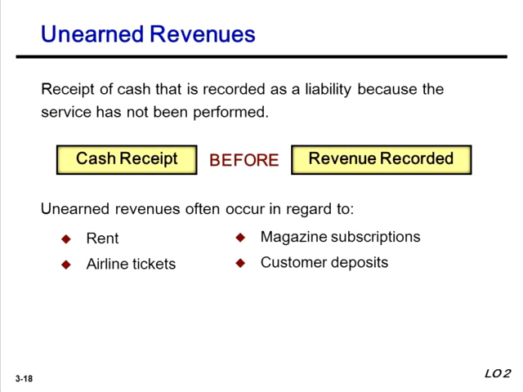As we've said before, with unearned revenues, business is receiving cash before it delivers a good or service to a customer. So the business owes the customer something, and in this case it's unearned revenue. So there are examples of unearned revenues where cash is received before the service is delivered to the customer. So rent, airline tickets, magazine subscriptions, and customer deposits.